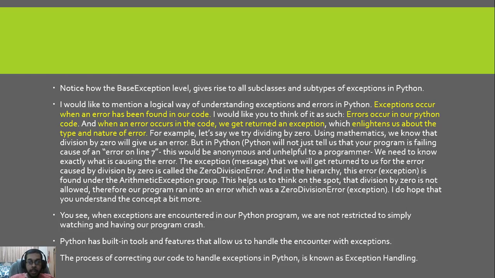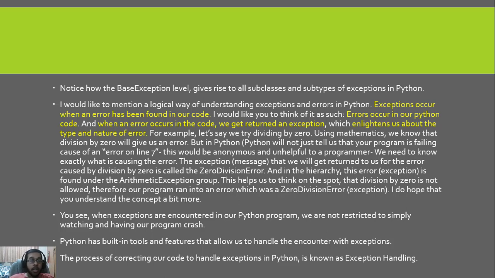The exception message that we will get returned to us for the error caused by division by 0 is called the ZeroDivisionError. And in the hierarchy, this exception is found under the arithmetic exception group. This helps us to think on the spot that division by 0 is not allowed, therefore our program ran into an error which was a ZeroDivisionError exception. I do hope that you understand the concept a bit more.